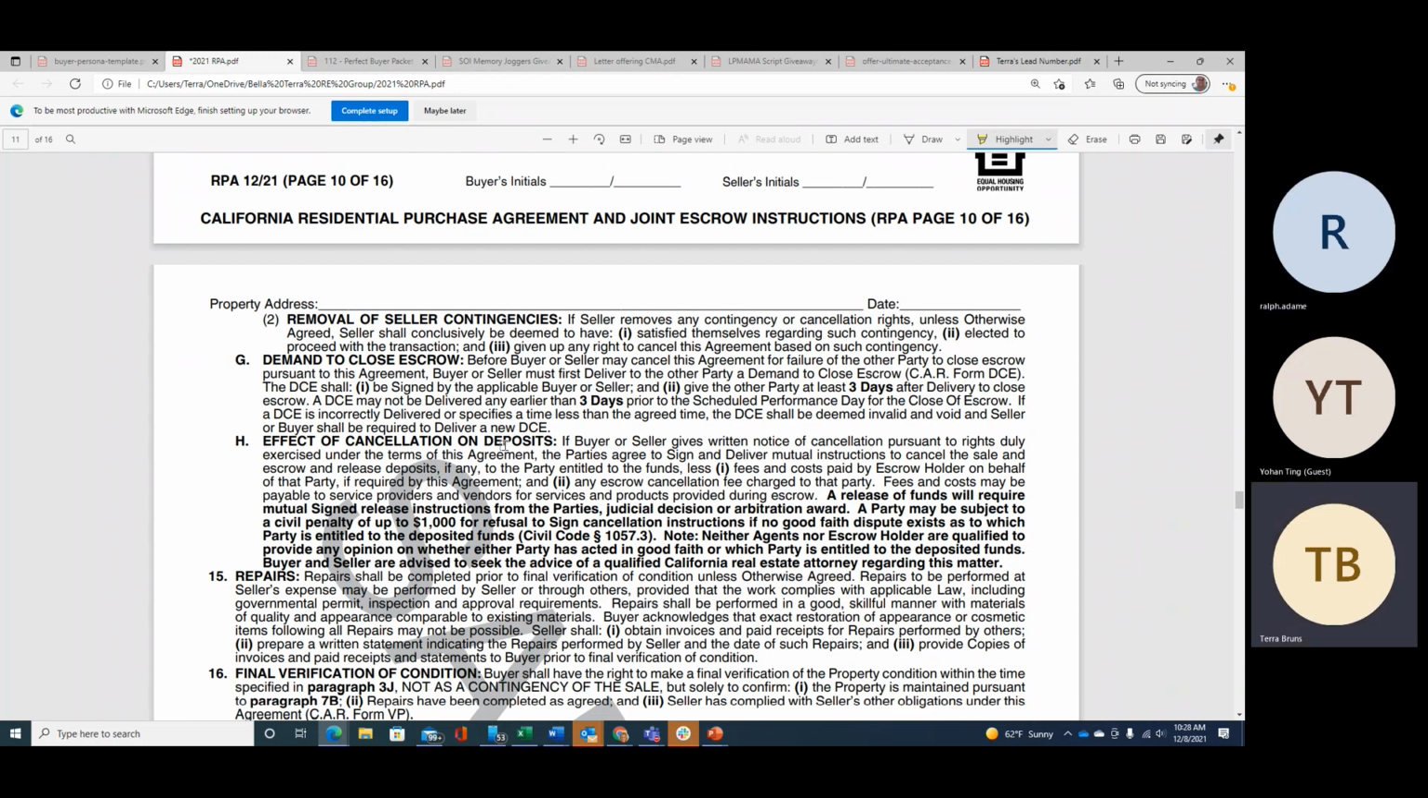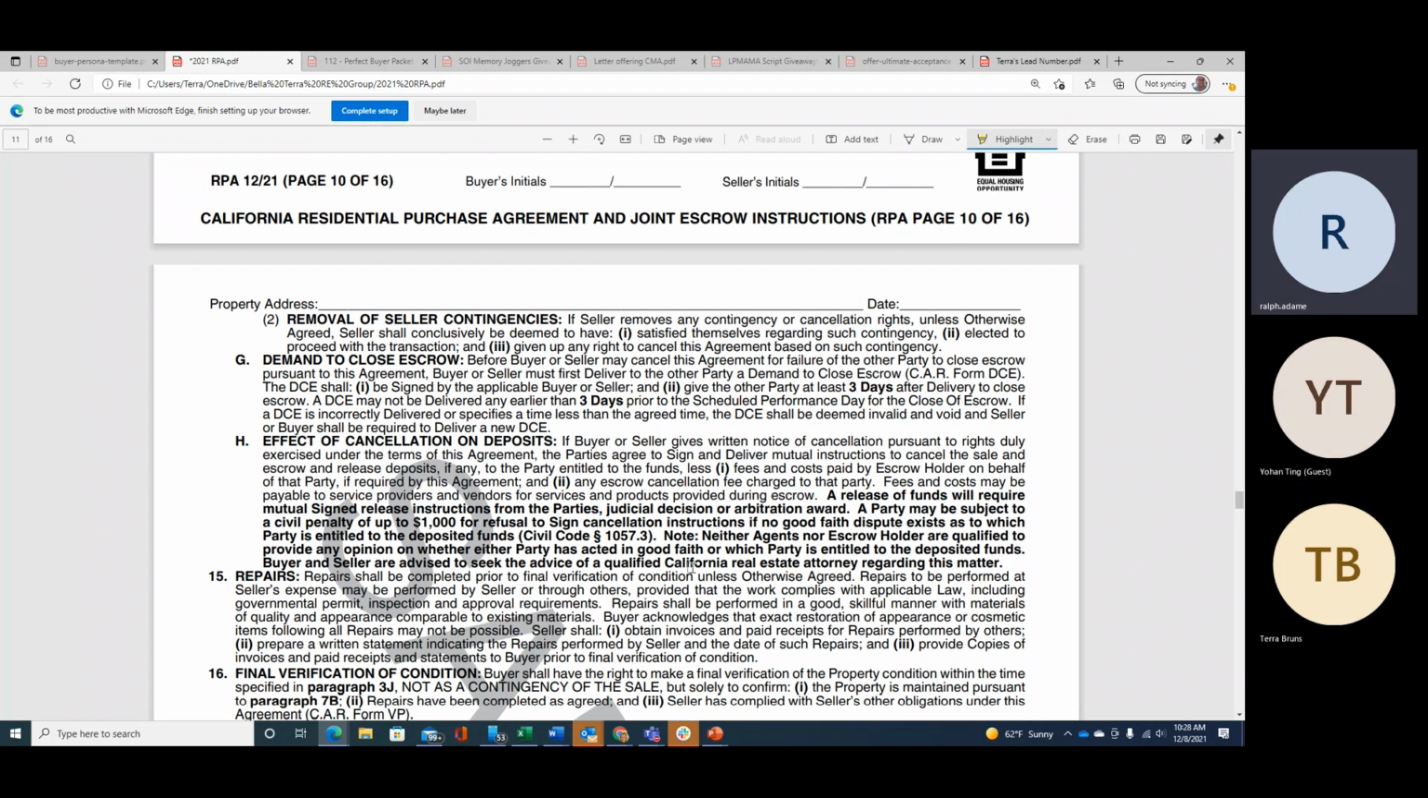Okay, effective cancellation on deposits. Ralph? If buyer or seller gives written notice of cancellation pursuant to rights duly exercised under the terms of this agreement, the parties agree to sign and deliver mutual instructions to cancel the sale and escrow and release deposits, if any, to the party entitled to the funds.